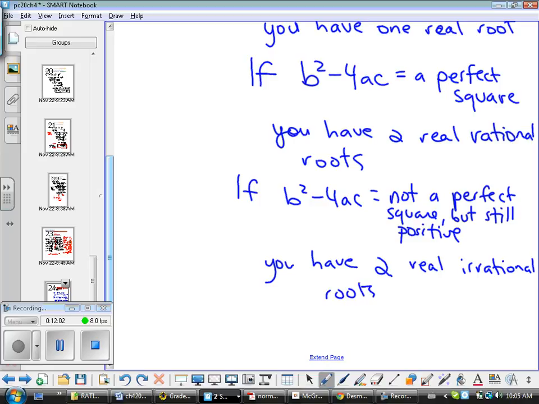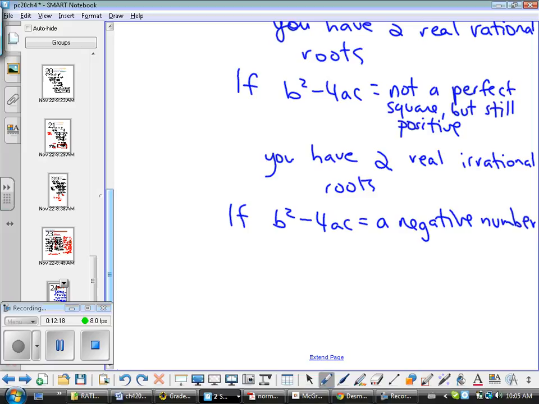And if you happen to have a negative number under there, you actually end up with no real roots. So there's not going to be a solution to this until you learn to deal with square roots of negative numbers, which I don't think is going to happen today. So no real roots, and that means no x-intercepts.